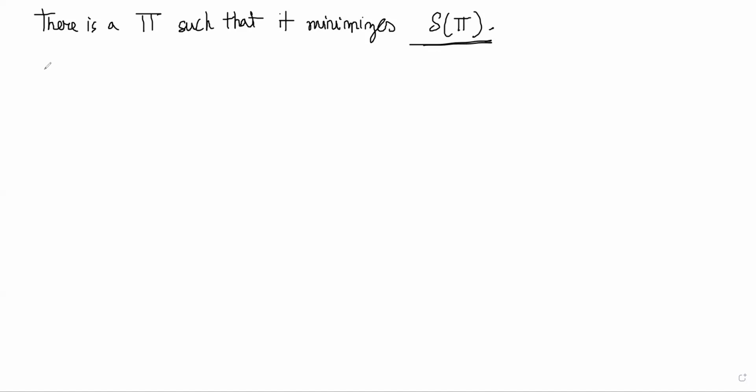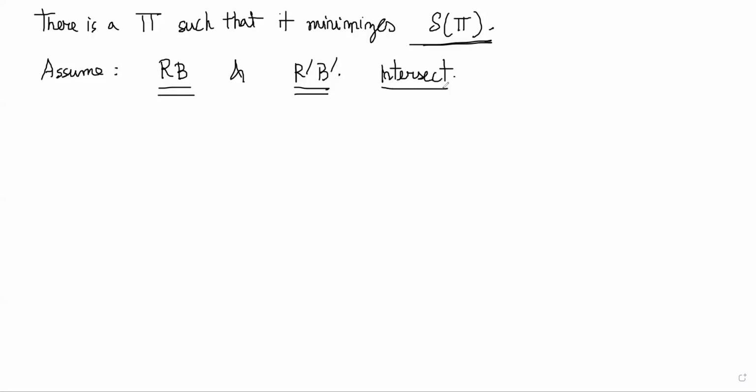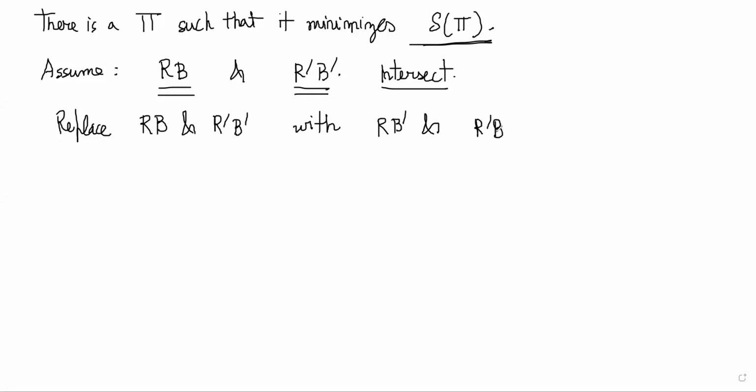And we now assume that one of the pairs, RB and R dash B dash, these are two different line segments in pi, intersect. Assume that they intersect, right? So now we will show that we can replace RB and R dash B dash with RB dash and R dash B.